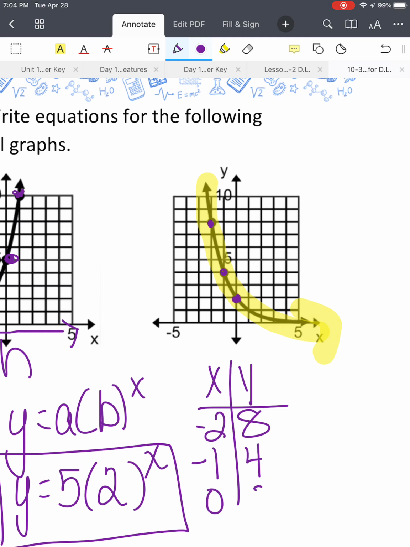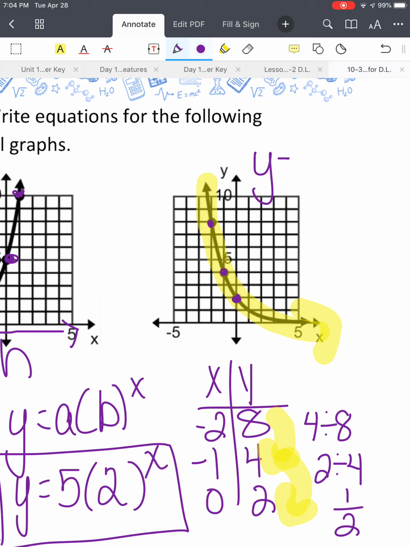And then 0, 2. So now that my x's are in order, they're going up, negative 2, negative 1, 0, I can look at my y's to figure out my multiplying factor. 8 times what is 4? 4 times what is 2? If you're not sure, do 4 divided by 8 or 2 divided by 4. Either way, you're going to get 0.5 or 1/2. So the equation of this is y equals 2, because that's my y-intercept, parenthesis 1/2 to the x.